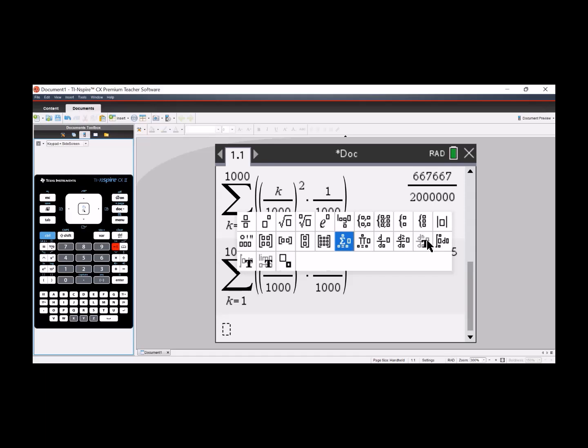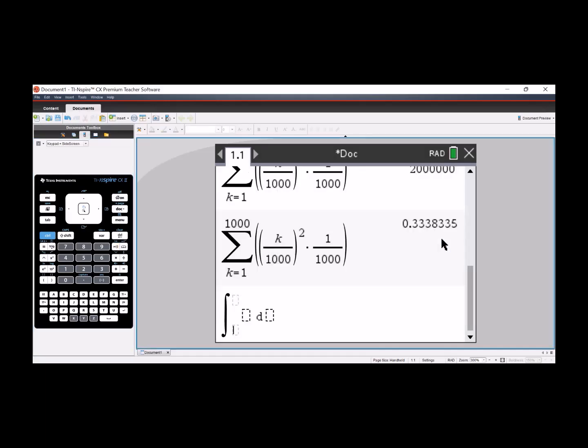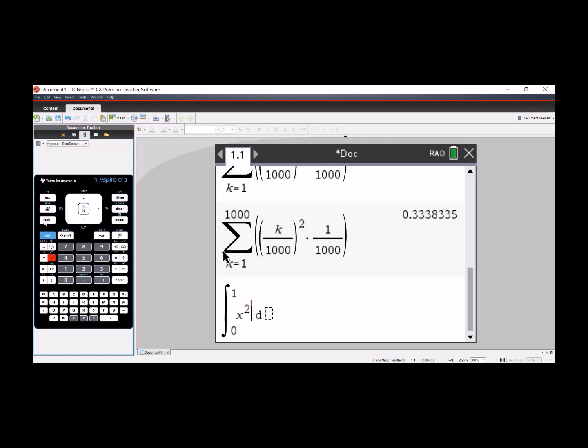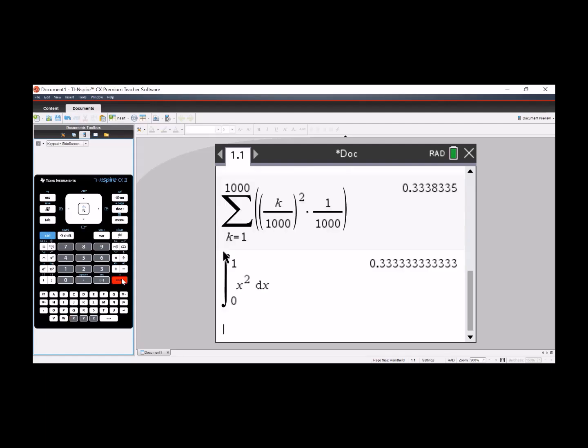Now let's see what our integral gives us. We use the template key. We get our definite integral there, which goes from 0, tab, to 1, tab. We have x squared, tab, dx. Hit enter, we get 0.3 repeating. So those are pretty darn close considering we only guessed at 1,000. We did not let n go to infinity.